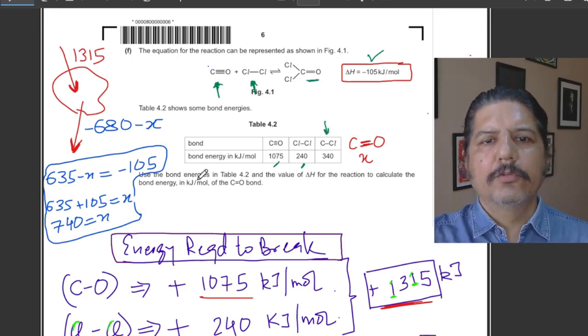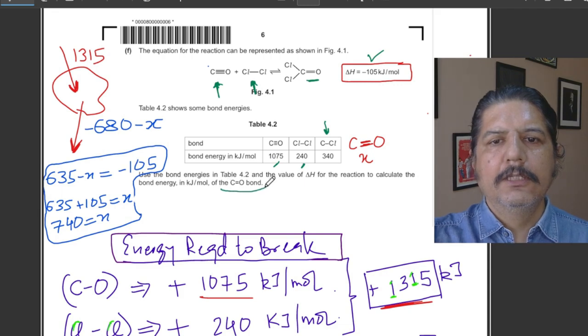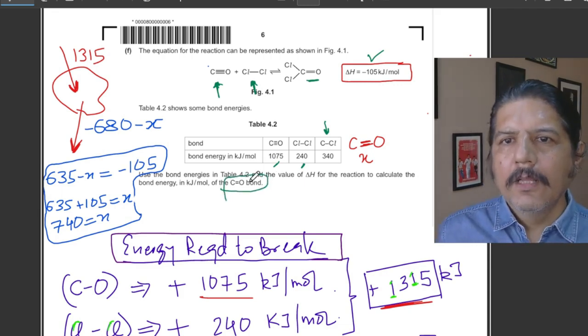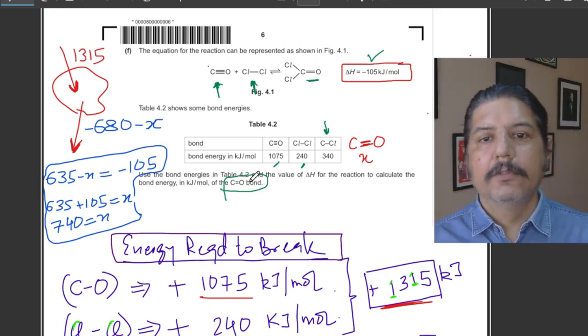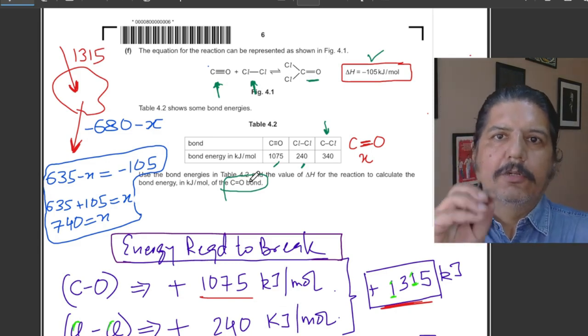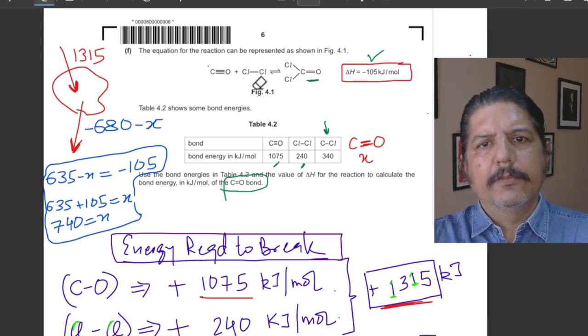The question says: use the bond energies in table 4.2 and the value of delta H for the reaction to calculate the bond energy in kilojoule per mole of the C double bond O bond. So that is why this is an interesting question. The enthalpy is given. We have to find the bond energy of a particular bond. So how do we go about doing this?